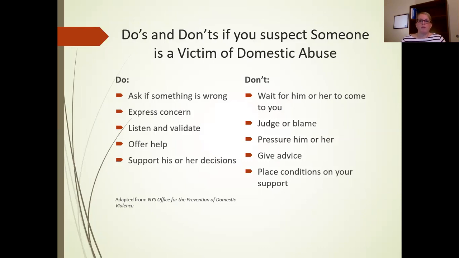So, what if you have a friend that you suspect is in a relationship that includes domestic violence? Here are some tips to be able to help your friend. Ask them if something is wrong. Express your concerns. Listen and validate their feelings. Offer help. Support his or her decisions. Don't wait for him or her to come to you. Don't judge or blame. Don't pressure them. Don't give advice. Don't place conditions on your support or your relationship with them.